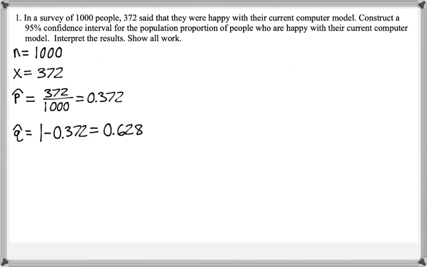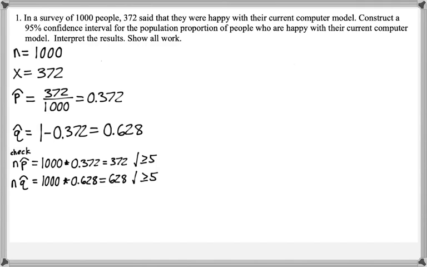Now, before we can construct the confidence interval, we need to check that n times P hat and n times Q hat are both greater than or equal to 5. So n times P hat is 372, and n times Q hat is 628. And those are both greater than or equal to 5. So we can construct our confidence interval. Our critical value, Z95, is 1.96, and that comes from the table.